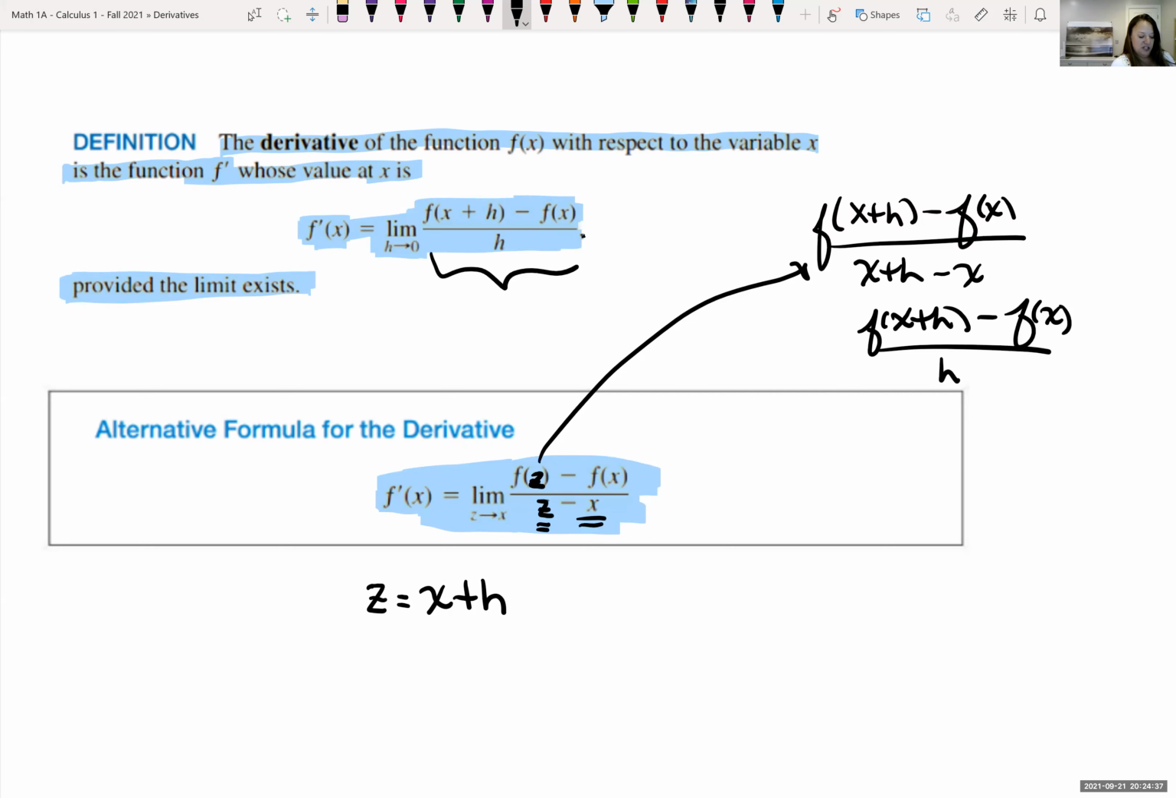And z is approaching x. The reason is because h is approaching 0. If h is approaching 0 down here, then z is going to be approaching x. And so this is an alternative form of using the definition of a derivative to find the derivative of a function. So let's look at one example doing that. But like I said, it's up to you. You can use the method that you prefer. I tend to prefer the one above.